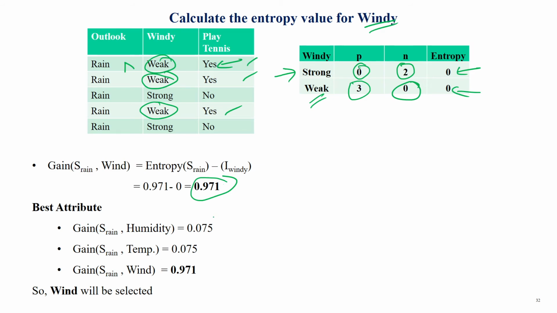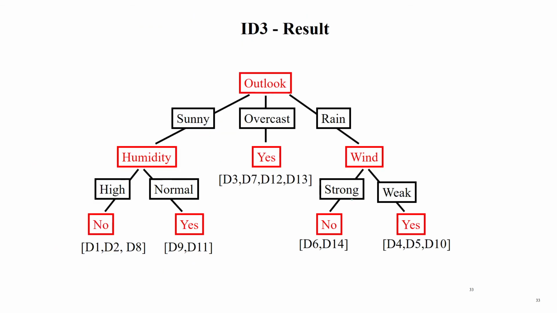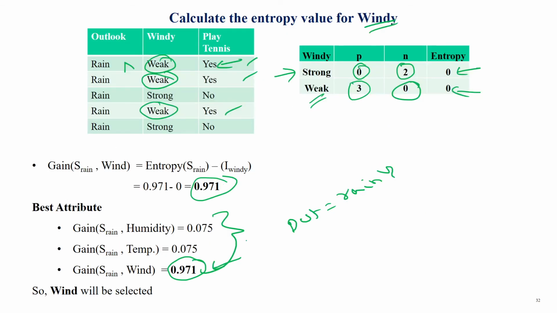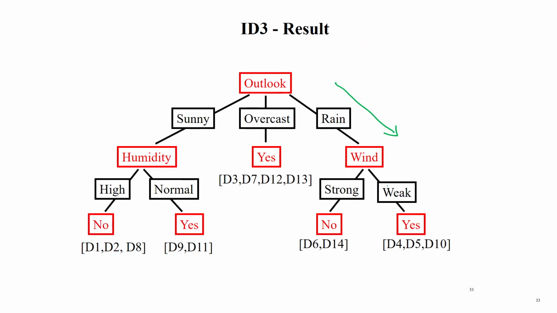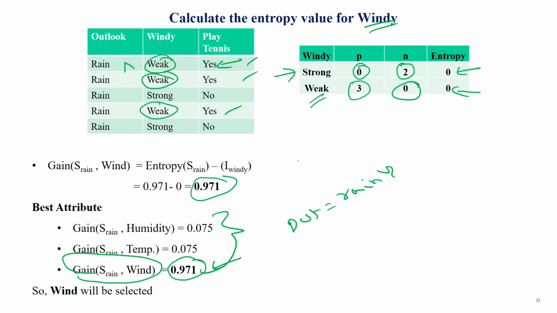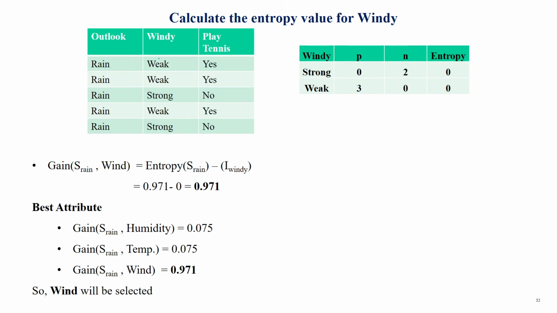So among these three, the maximum value is 0.971, which is selected as the best attribute under outlook equal to rainy. Now you look at that, under outlook equal to rainy, wind is selected as the best attribute to make the decision. Wind has two different values, weak and strong.